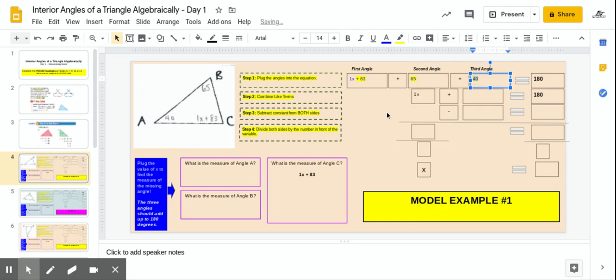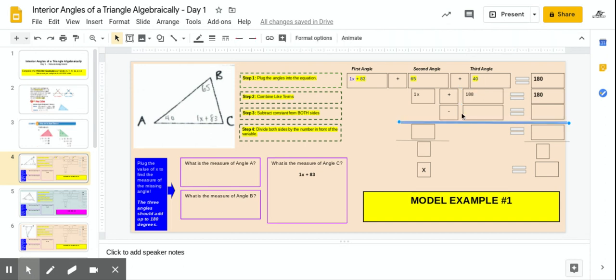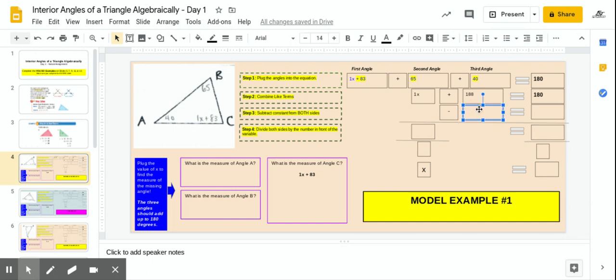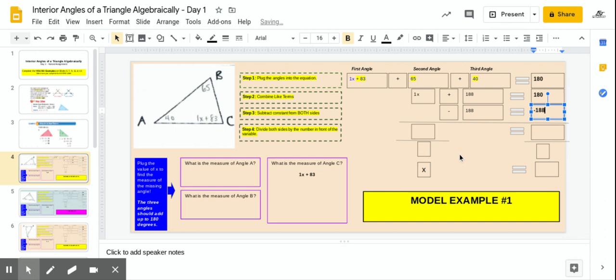Remember, when we are combining like terms, we want to look at the sign in front of the term because that's what tells us if it's positive or negative. So I have to combine the like terms 83, 65, and 40. When I add all those numbers together, we get 188. Okay, so now my equation is 1x plus 188 equals 180. Well, now I got to solve my equation. My next step is to subtract my constant from both sides. So I'm going to be subtracting 188 from both sides of my equation.